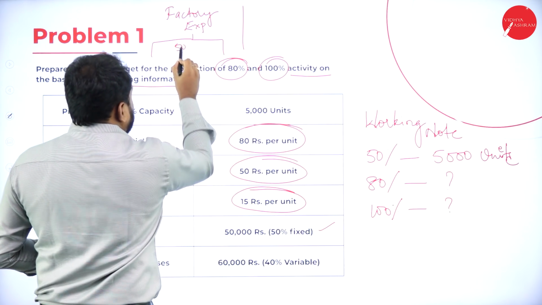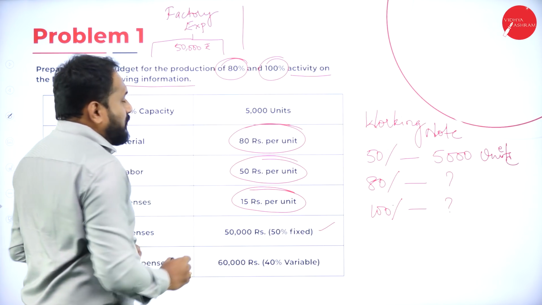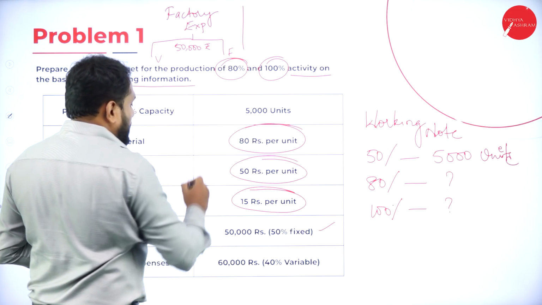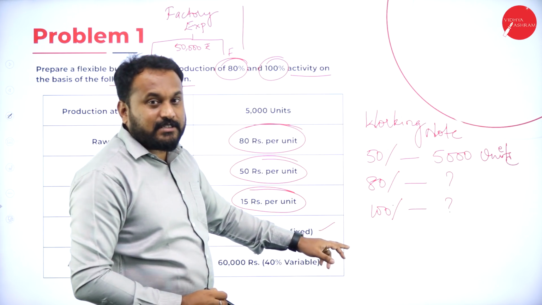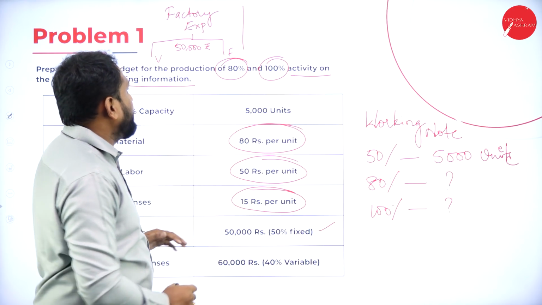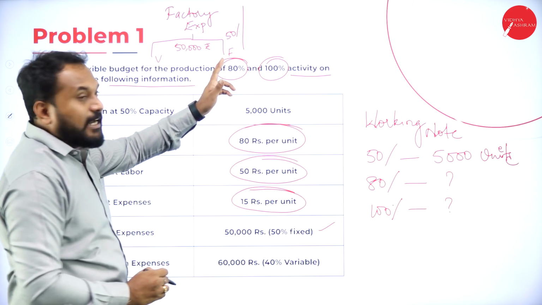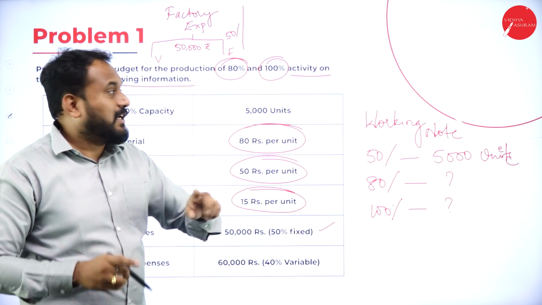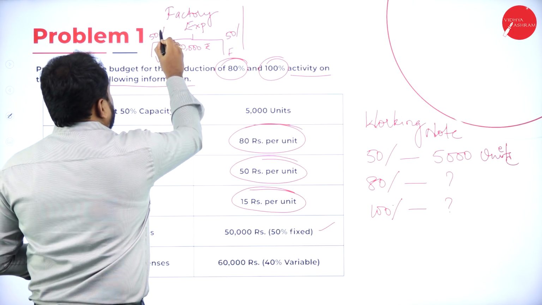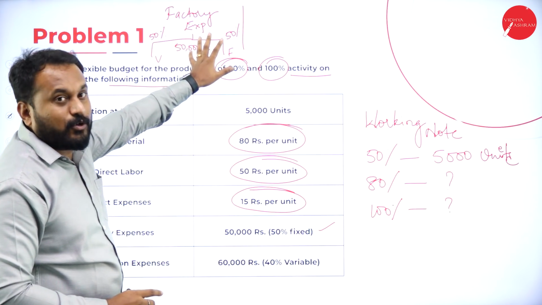Here, how much is the amount? 50,000 rupees. And you need to bifurcate. Here is variable cost, here is fixed cost. In the problem, they have given 50% fixed. If it is 50% fixed, how much is the variable? I told you, semi-variable and semi-fixed. If it is 50% here, it should also be 50%, because if we add 50 and 50, you get 100%. This is one of the notes.